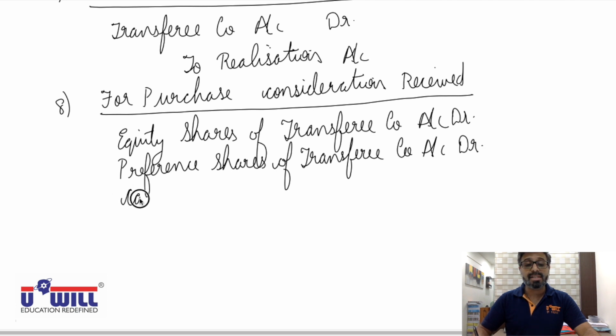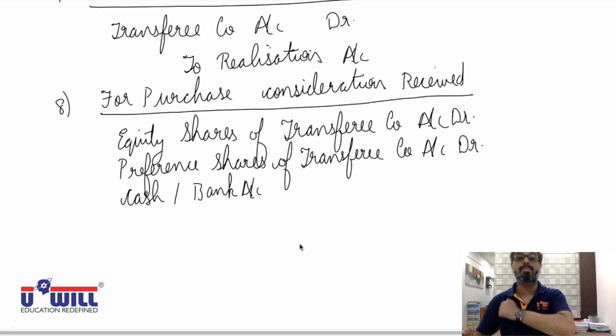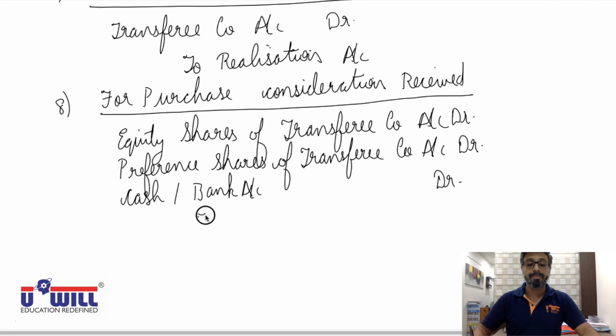If cash is received, then cash comes in, debit what comes in, or bank is the receiver, debit the receiver. Now don't write cash and bank of transferee company account debit. Cash and bank is cash and bank only. Whether it is of transferee company or transferor or XYZ company, it is simply cash and bank. So cash and bank account debit.